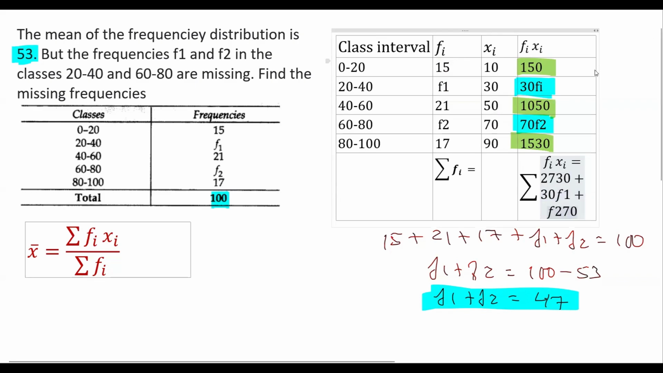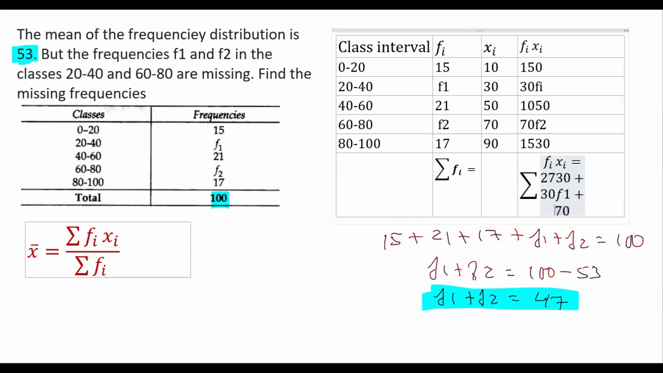So I think this is clear to you. If it is not clear, I'll write it a bit more properly. We increase the size to accommodate it. All right. So I should write 70 F2 here. Right, I think it's clear to you. That is what I have written.